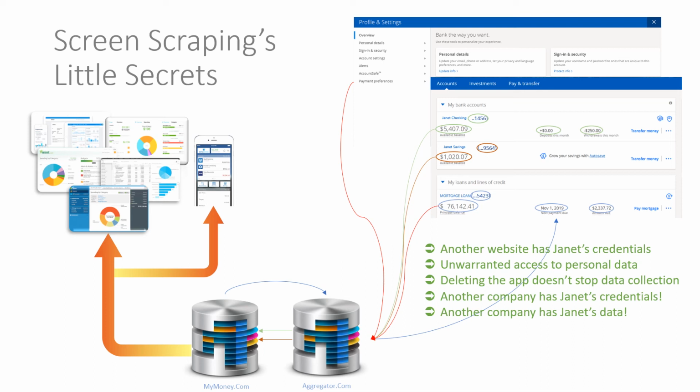And if Janet asks mymoney.com to stop collecting her kids' accounts, mymoney.com may stop asking for it, but aggregator.com may still collect it. And then lastly, we have that websites change. They change all the time. And when they change, 9 times out of 10, screen scrapers fail and they create bad data.